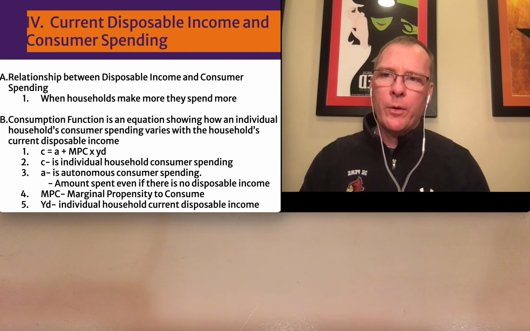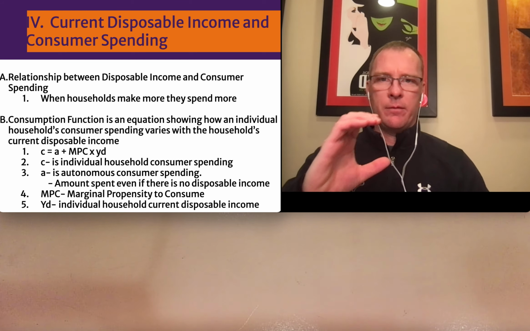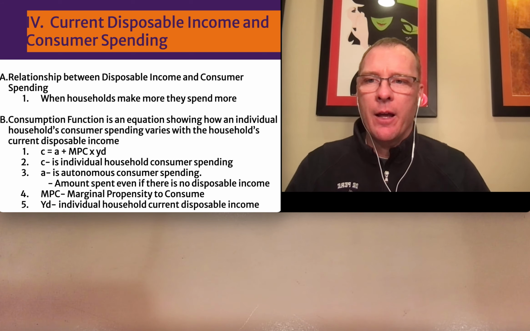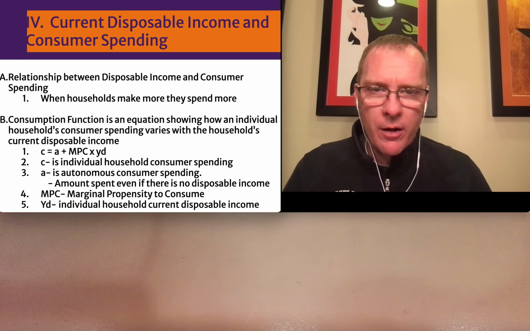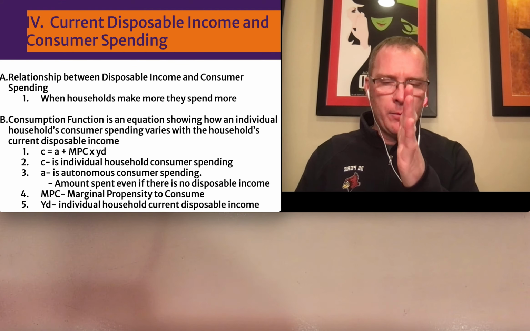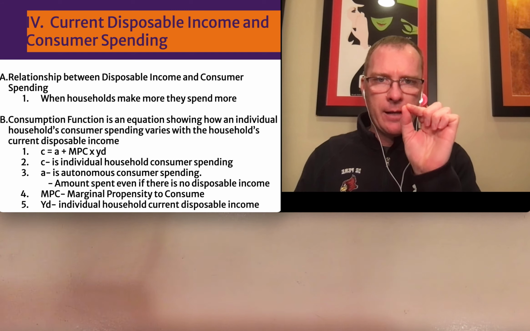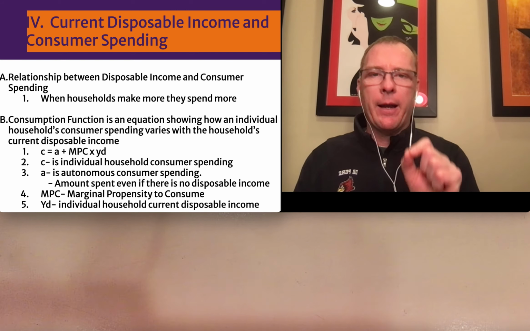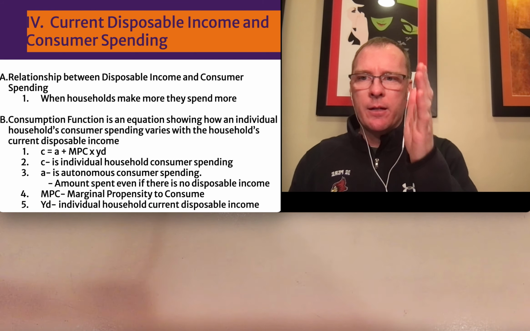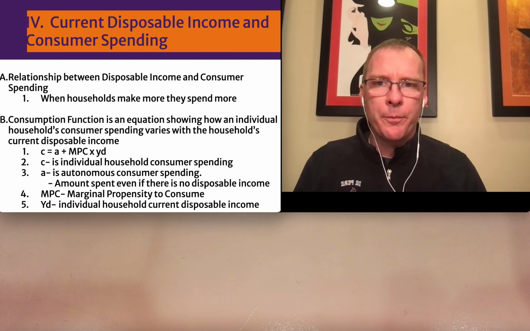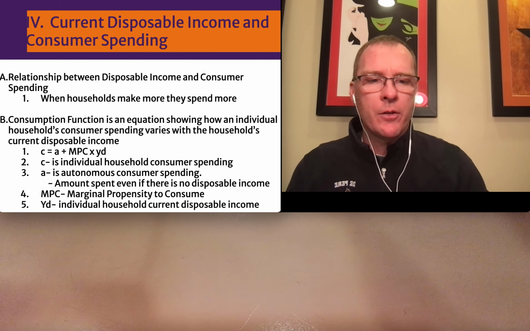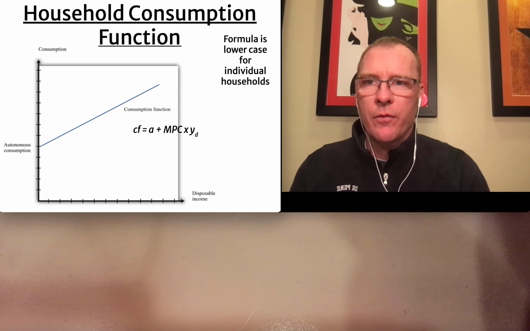So when you look at how we do this, C is the consumer spending, right? A is the autonomous spending, and that means that's where you're going to start, and that's what you're spending with no disposable income whatsoever. If you just had to make all your payments, bare bones it. Then the rest of the equation is the marginal propensity to consume times how much you have in disposable income. So that's going to show us what your consumption function looks like.